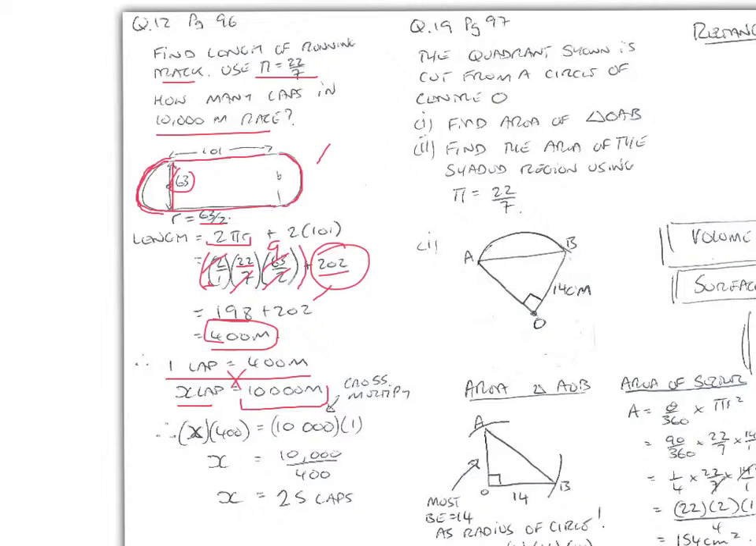And so if 1 lap is 400 metres, x laps in 10,000 metres, equate them together and then just cross multiply. So x by 400 is equal to 10,000 by 1. So x is equal to 10,000 over 400. X is equal to 25 laps that they'd run around this track in a 10,000 metre race.